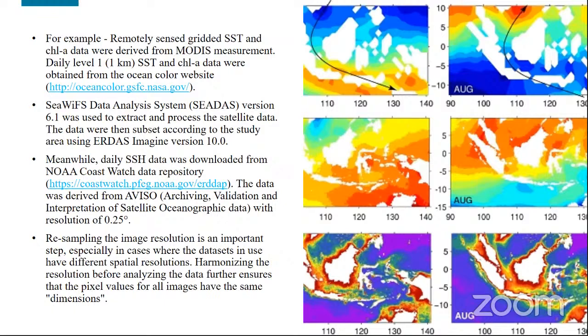Untuk SSH, kita guna data daily which was downloaded from NOAA CoastWatch. The data was derived from AVISO with resolutions of 0.25 pixel. So sebab gambar SSH dengan SST dengan chlorophyll tak sama, jadi we have to resample the image. So resampling the image resolution is an important step, especially in cases where the data sets in use have different spatial resolutions. So harmonizing the resolutions before analyzing the data further ensures that the pixel values for all images have the same dimensions. Okay.